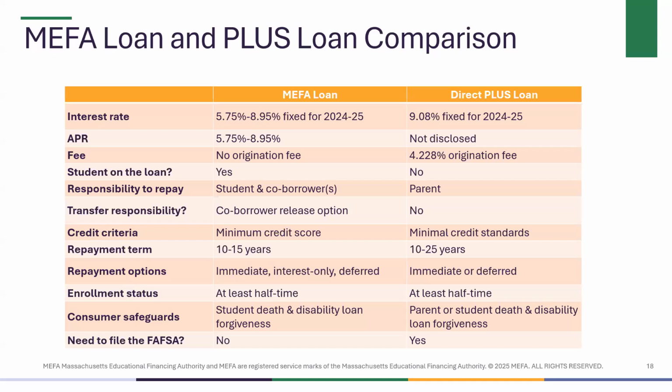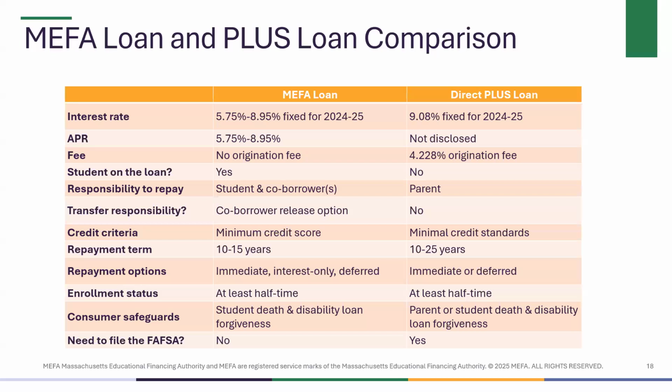However, with the MEFA loan, it is a family loan. So the student and creditworthy cosigners, typically parents, can all be on the loan. There are co-borrower release options with the MEFA loan for the deferred co-borrower release repayment option if you choose that. There is a minimum credit score for MEFA approval of 670. And the Direct Plus loan has lighter credit standards for some folks who have credit issues and can't get a loan through a private lender. That might be an option for you. But there are immediate repayment and deferred options for both. Students do need to be enrolled at least half time to maintain both of these loans.